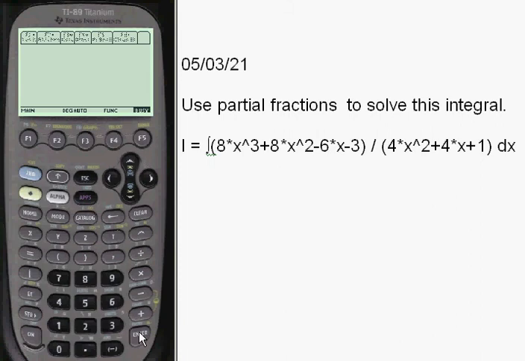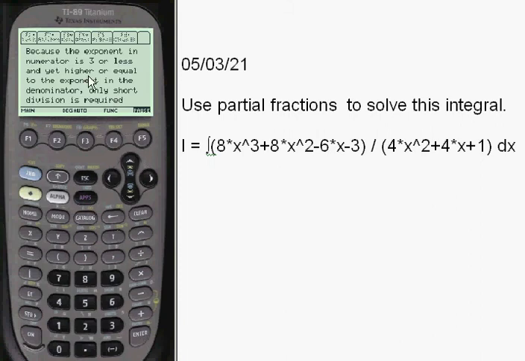And because the exponent in the numerator is 3, and it's higher than or equal to the exponent in the denominator, only short division is required. Here's the numerator exponent, 3, and here's the exponent 2 in the denominator. This is higher than or equal to 2, and yet it's not over 3. If it were 3 or more, you'd have to use long division, okay? So we press enter, and we do that.